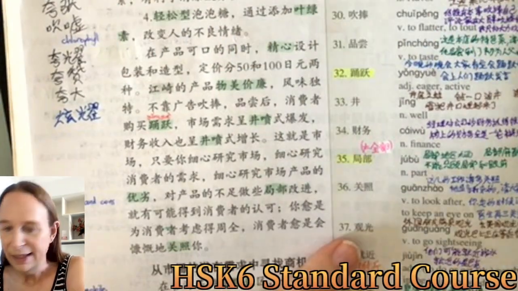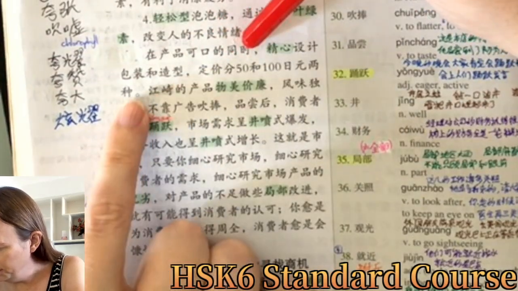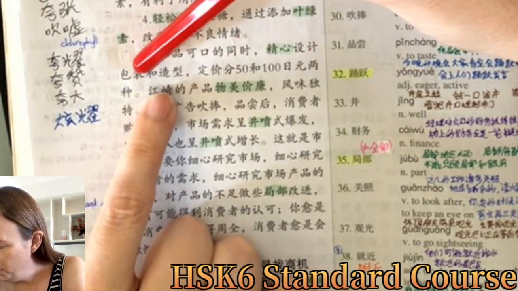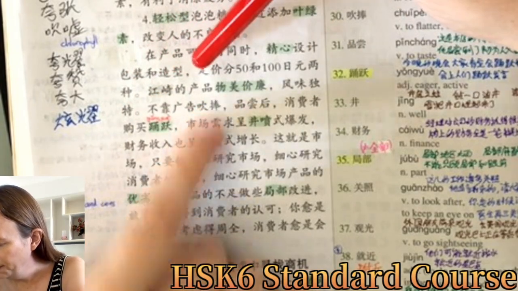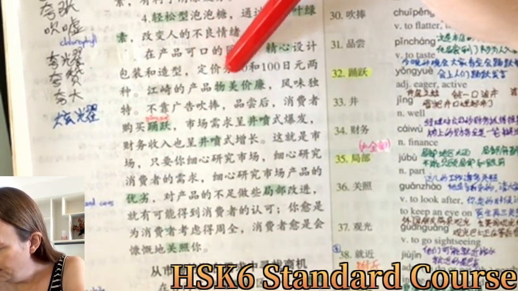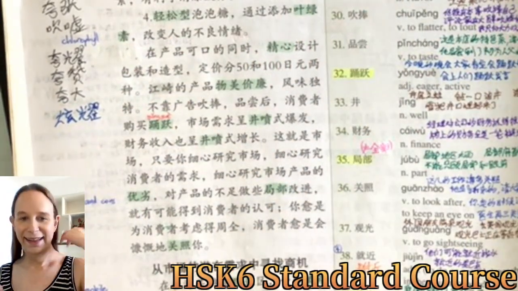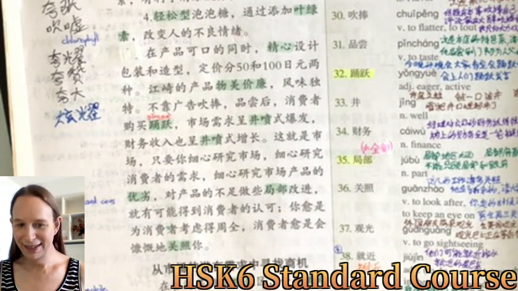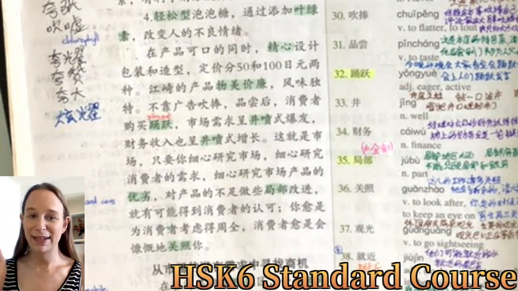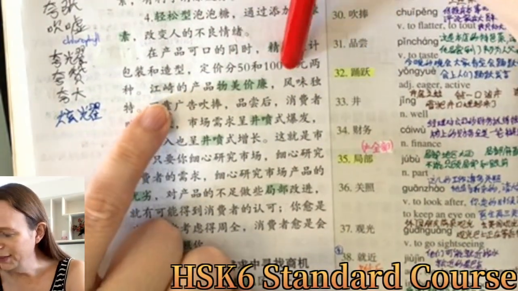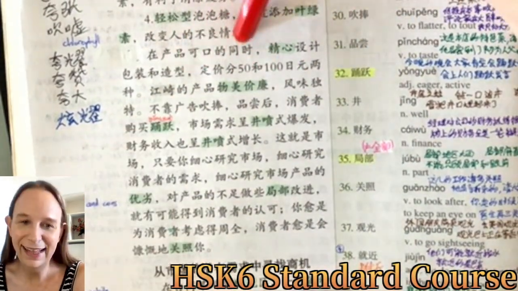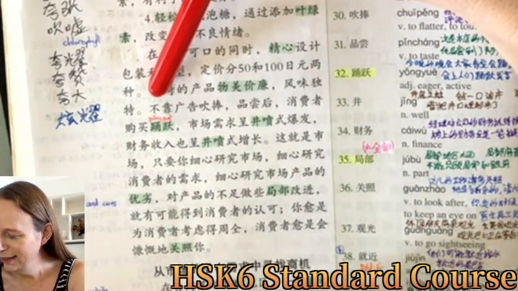All right. 在产品可口的同时，精心设计包装和造型，定价分50和100日元两种。Yeah, because it's like one note, it's easier to pay. So it'd be like, oh, I have that one, it's easier. It's also slightly cheaper as well. It's negligible difference in practice, but yeah.